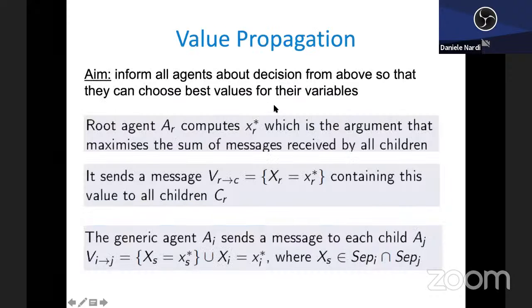So let's move on to the value propagation phase. We have already mentioned that the root agent computes a value and sends the message to the children. And this keeps going on, and the children at each step have to maximize using the information available to each node according to its own value. And therefore, the message will include the values for all the nodes belonging to the separators that are up in the chain.